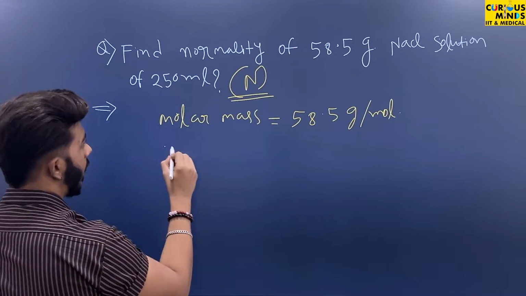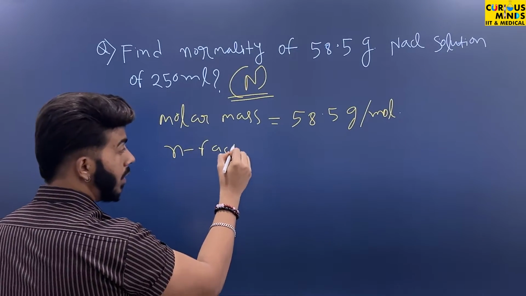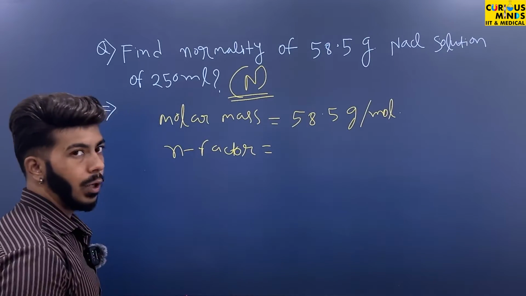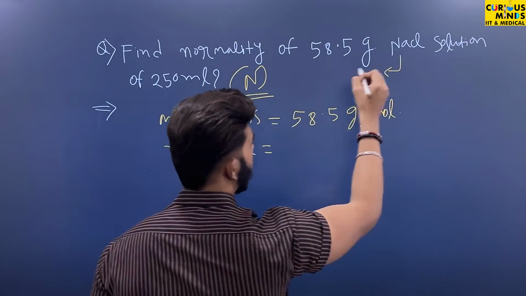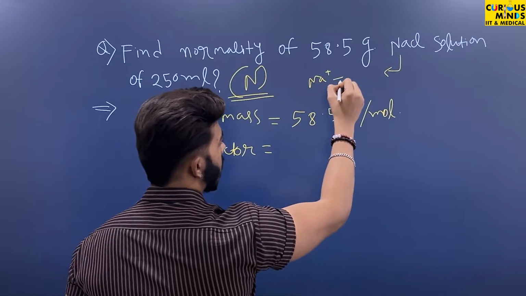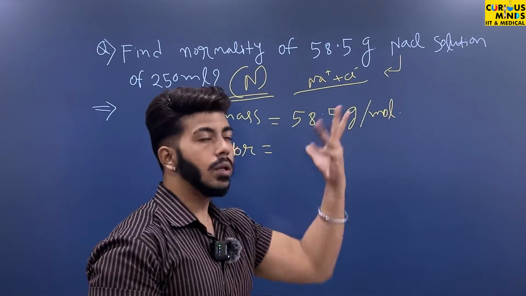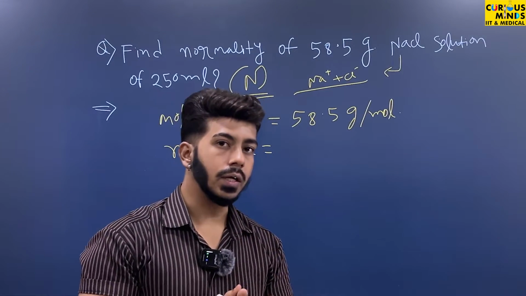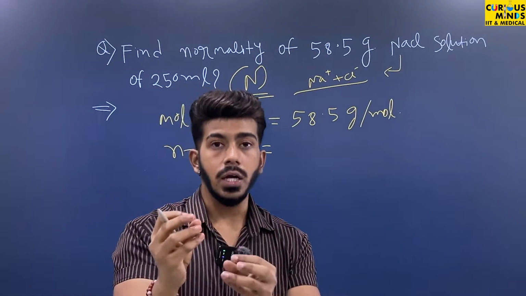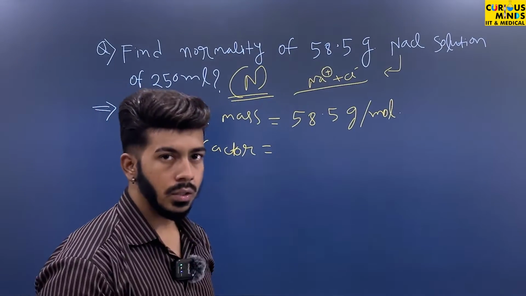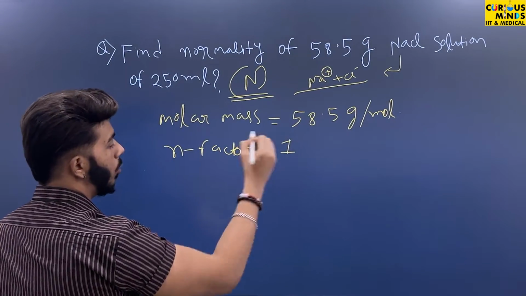Now we have to find the n factor, to find the equivalent mass. So what will be the n factor? देखो सोडियम क्लोराइड कैसे डिसोसिएट होता है? सोडियम क्लोराइड Na प्लस और Cl माइनस है. ये सॉल्ट है ना. Na प्लस Cl माइनस. और सॉल्ट के लिए n फैक्टर का फॉर्मूला क्या था? That is the total charge of cation. What is the total charge of cation? Plus 1, nothing else. So n factor will be 1.